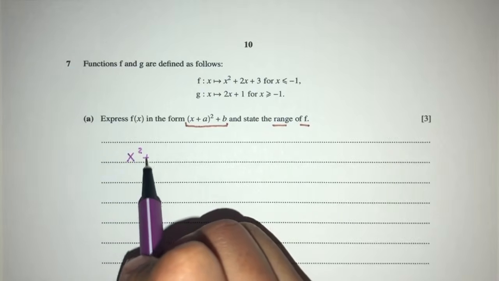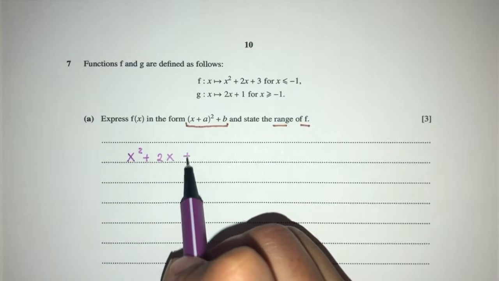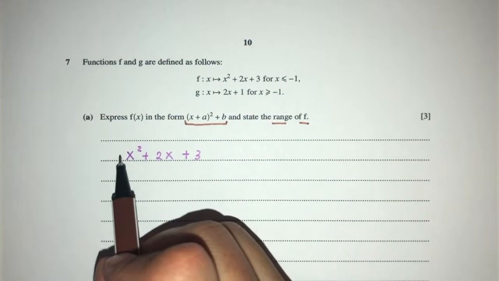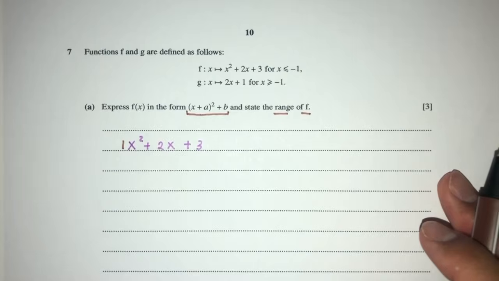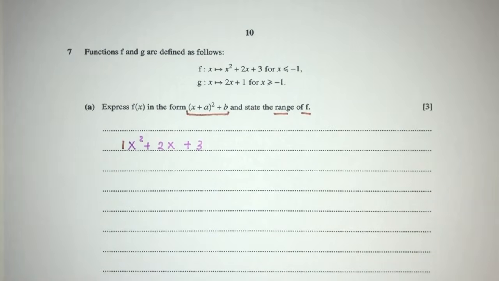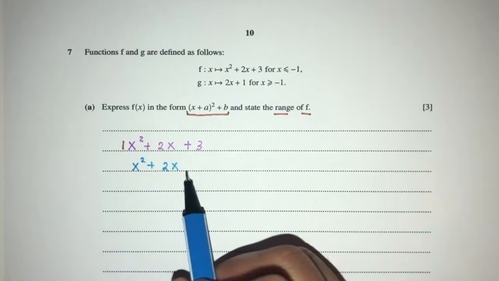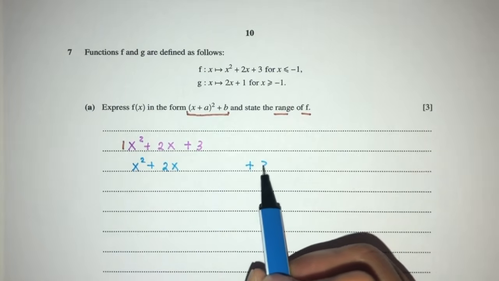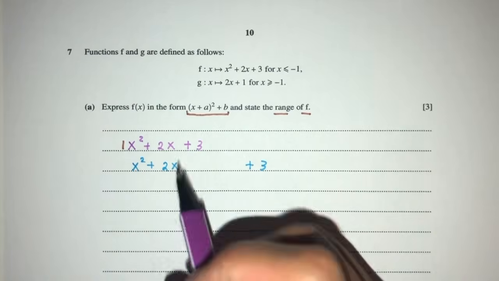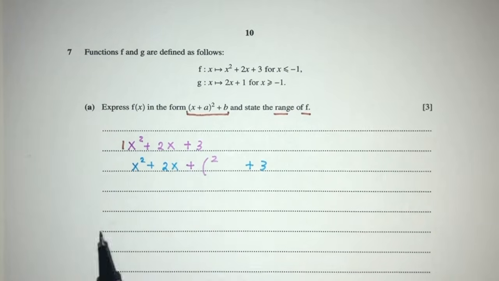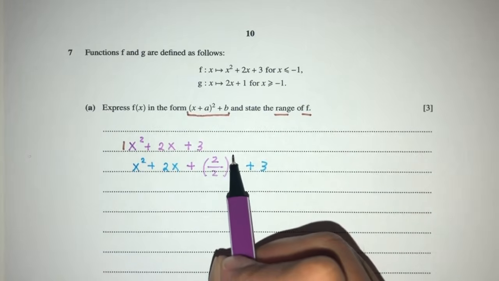Let me first write this down. f of x is given to you by x squared plus 2x plus 3. First thing we have to check is the coefficient of x squared. If this is 1, we can move to the next step. So this is good, we move to the next step. I'll first write x squared plus 2x, leave some space, and write plus 3. Now we have to add a value here: we have 2, we write 2 divided by 2, squared.